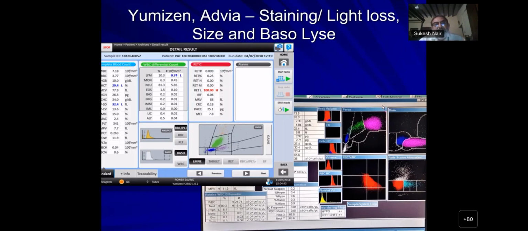Now, coming to the topmost slide, you can see that along the y-axis, you have light loss, and along the x-axis, you have got size.